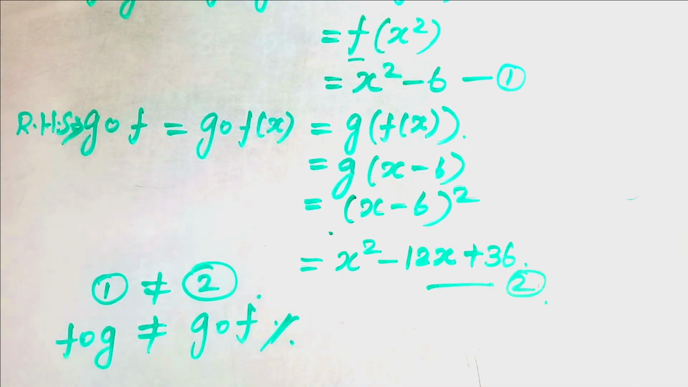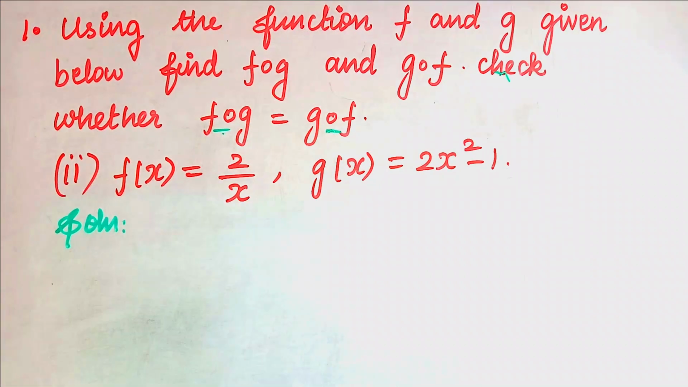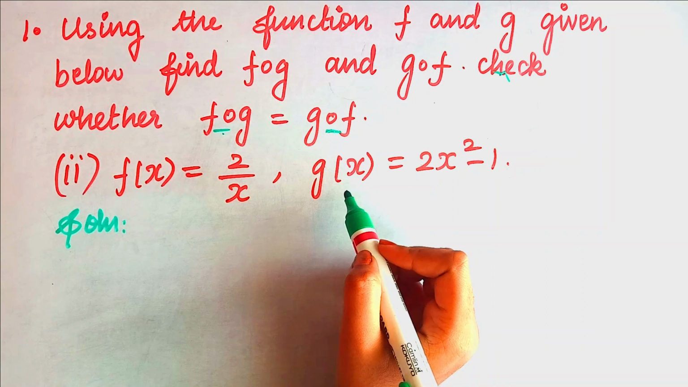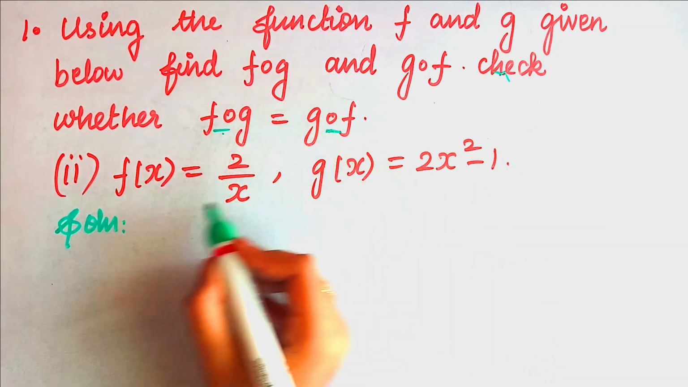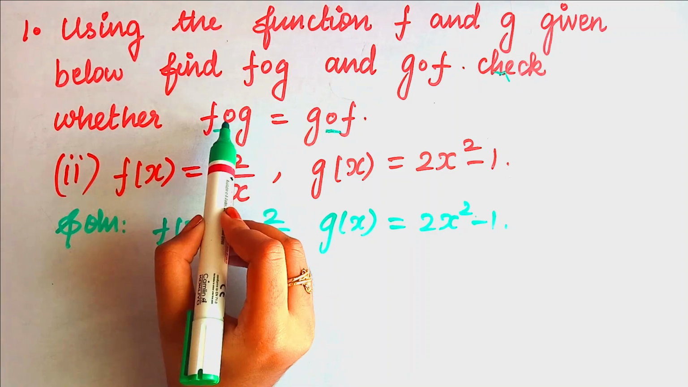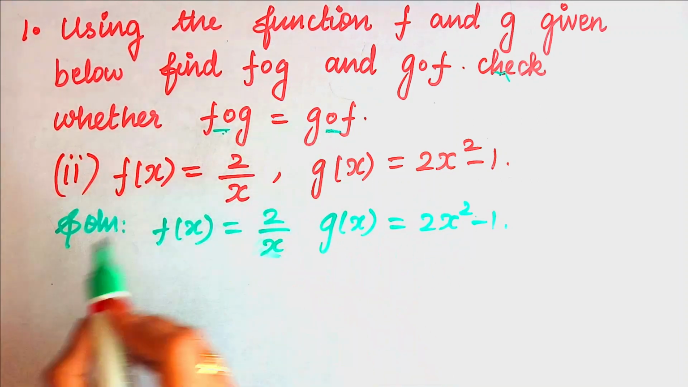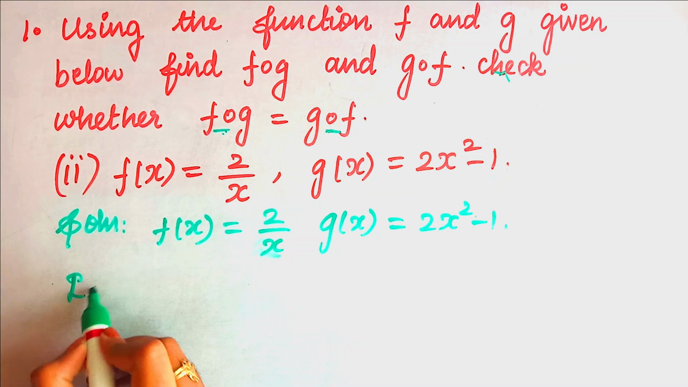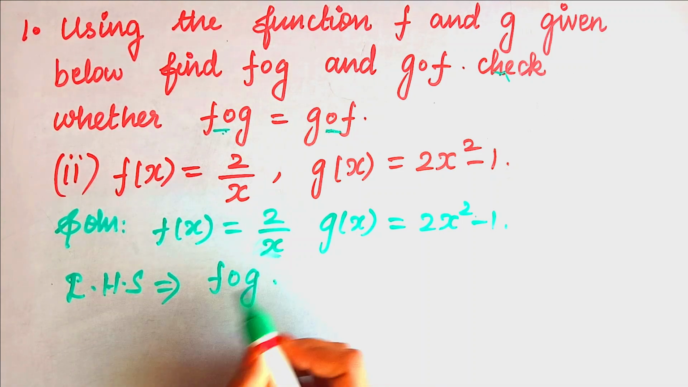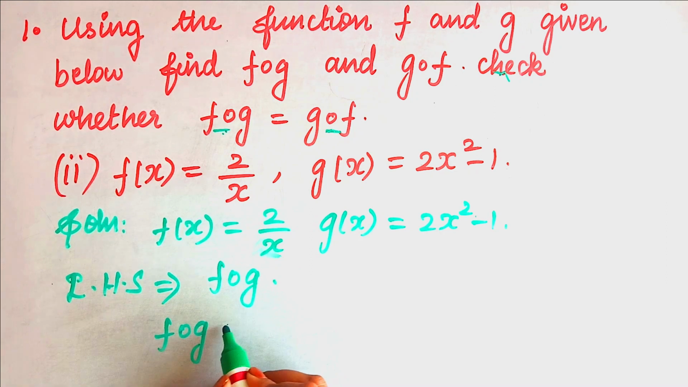Now let's go to the second subdivision. Second subdivision: f(x) = 2/x and g(x) = 2x² − 1. So first let's write the given part. Now we have to check whether these two equations are equal or not. For that, first take our left hand side, which is f∘g. Now we have to find f∘g.